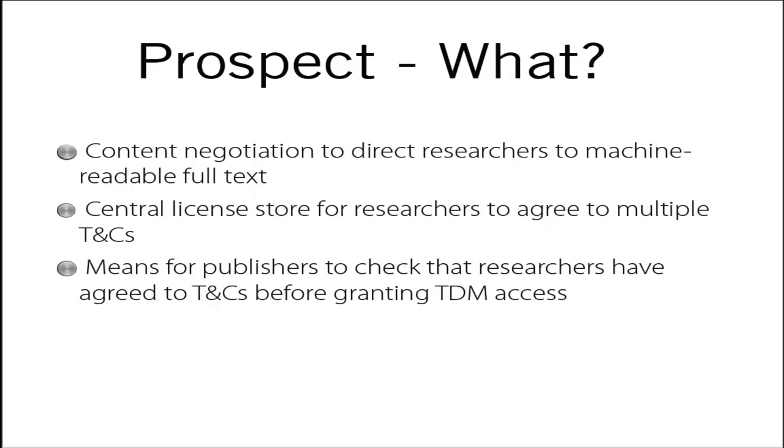So the API that we're talking about is actually content negotiation. And I'm going to take a little time to describe what that is, and I'm going to do a dramatic reading of some gnarly-looking XML, but rest assured I'm a marketing person, so I'm not going to go too deep into that. But essentially, Prospect is a way to negotiate content so the researcher can access the machine-readable full text. It's also a central repository, not of the text itself, but of the license terms that participating publishers are using for text and data mining. And it's also a means for publishers to check to make sure that the researchers have agreed to the terms and conditions for text and data mining before they proceed. Next slide, please.